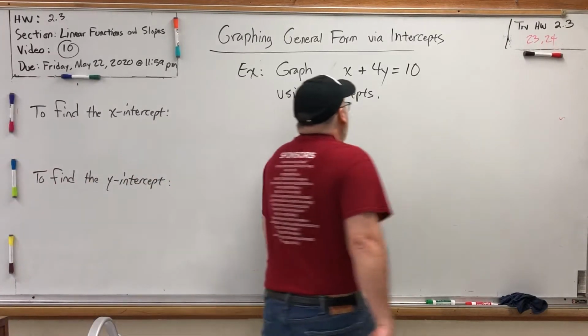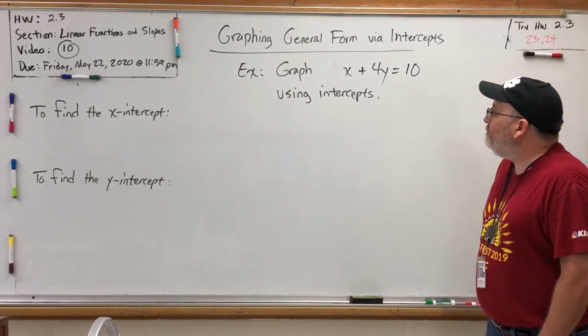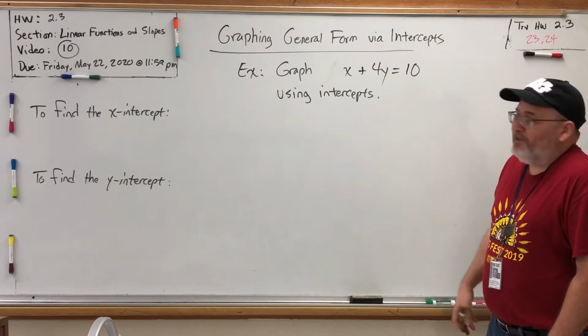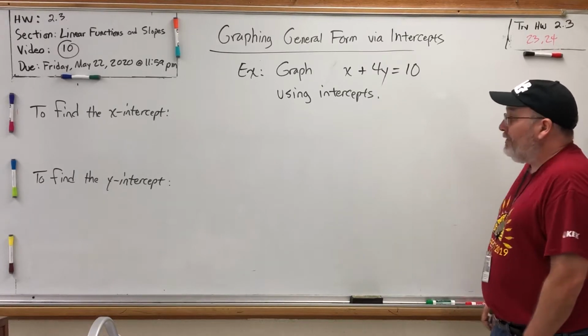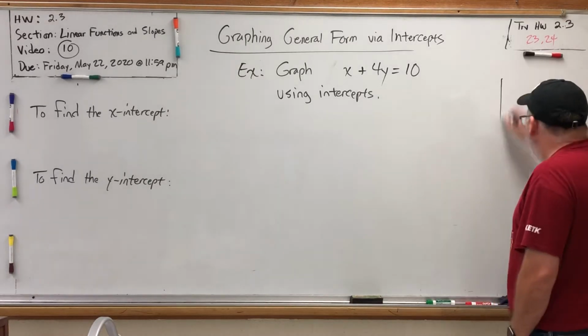So we're going to graph x plus 4y equals 10 using intercepts. Now we know this is a line. We could solve for y and it would be in slope-intercept form, so it's a line. And so we really only need 2 points, so why not the intercepts? So how do you find intercepts?